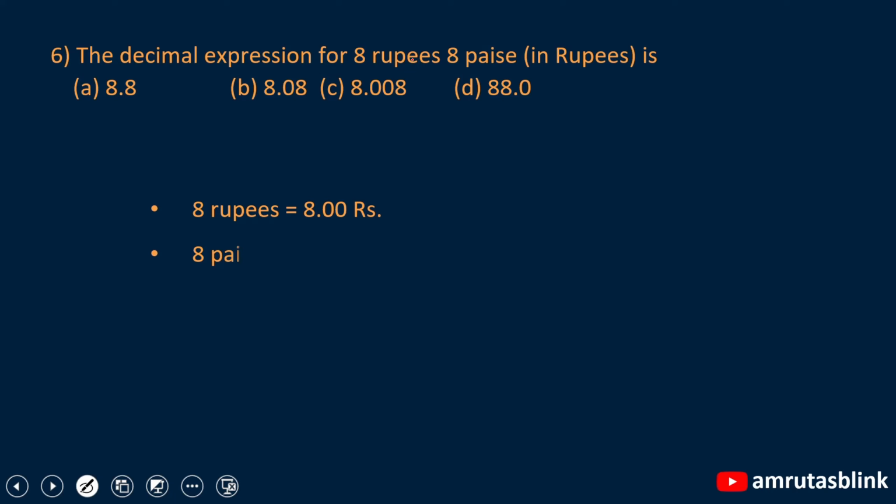Now we also have 8 paise with us. We know that 1 rupee is equal to 100 paisa. That's why 8 paise will be equal to 0.08. Observe carefully that for 8 paise we write 0.08. Why 0.08? Because 1 rupee is equal to 100 paisa. So if we have 1 rupee, it's equal to 100 paisa. Hence how much will 8 paise be?